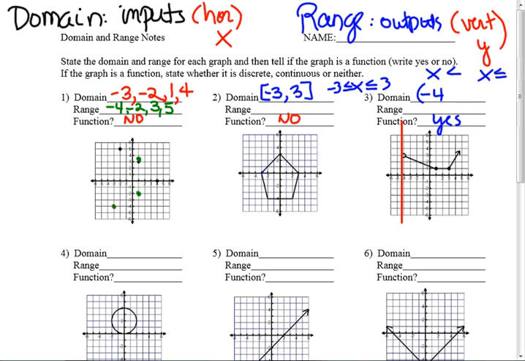Okay, iPad's down. Okay. And then, where does this go? This goes all the way across. Oh, but what does this arrow mean? It goes forever. So it goes to infinity. We never close infinity. It's always a parentheses.